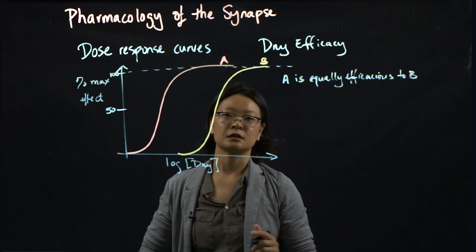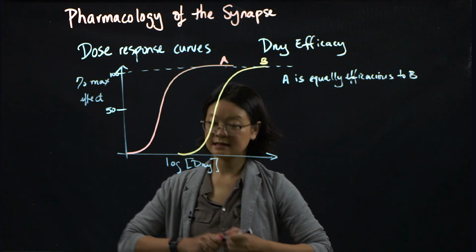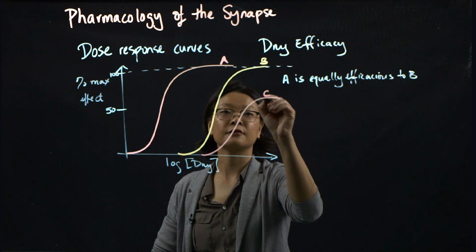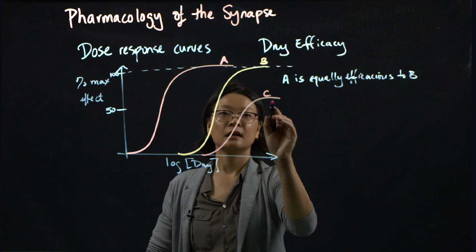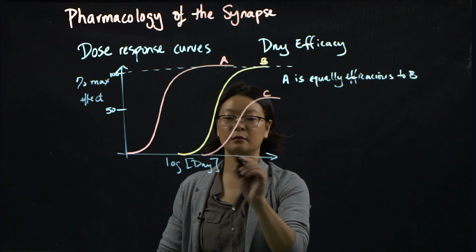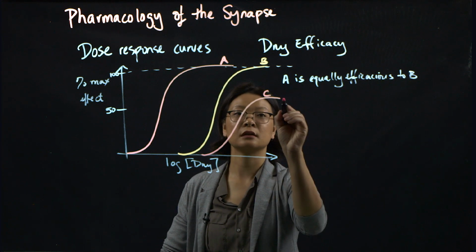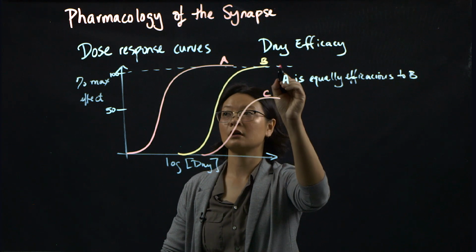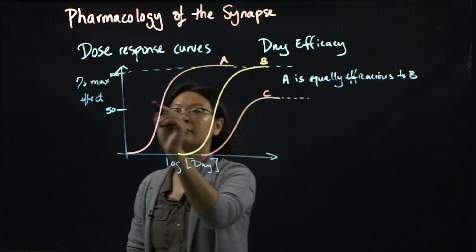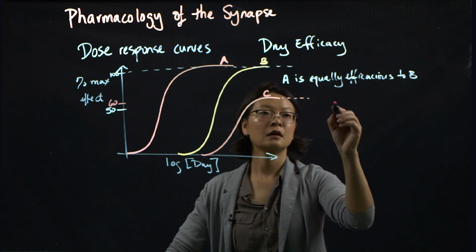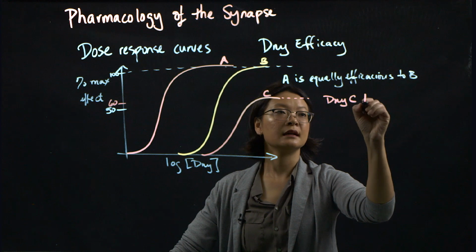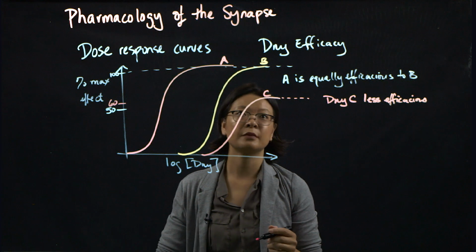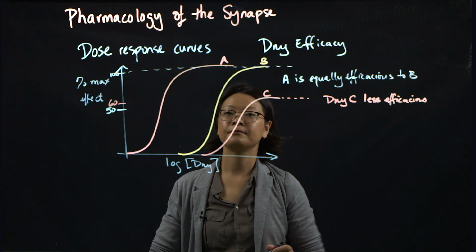So they're equally efficacious. If we draw another drug here, and this is the effect of drug C, you can tell here that no matter how much drug you add, increasing concentration, the max effect that you get from drug C will never approach 100%. It tops out, let's say around 60%. So drug C is less efficacious compared to both drug A and B.